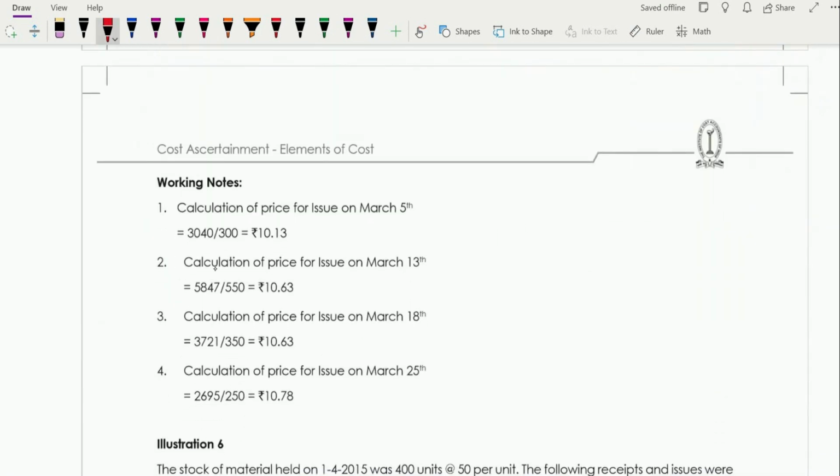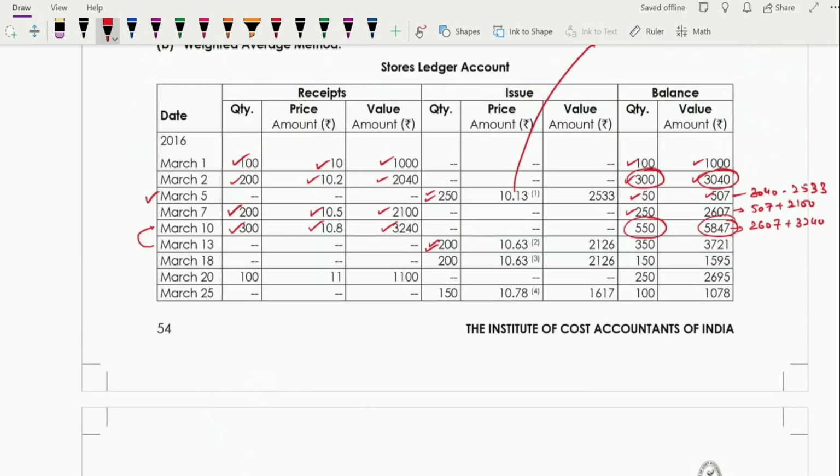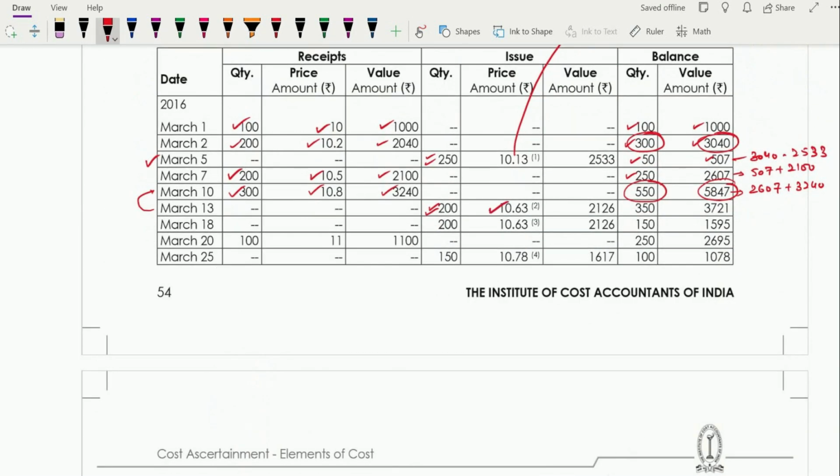So 5847, this is the value according to the quantity that is there, divided by 550, that is 10.63. Remaining is 350 units at the value, that is 5847 minus 2126. Now again you are issuing 200. Now again the value will remain the same, sir, because there is no purchase in between.